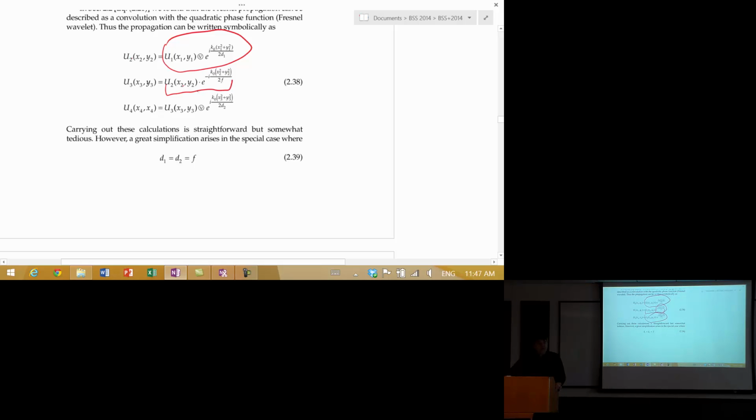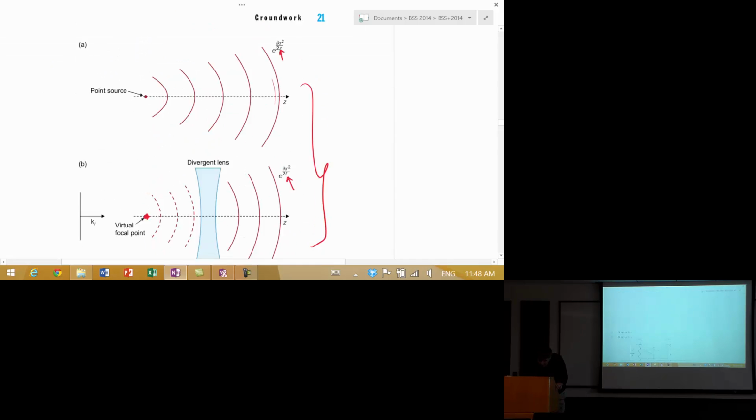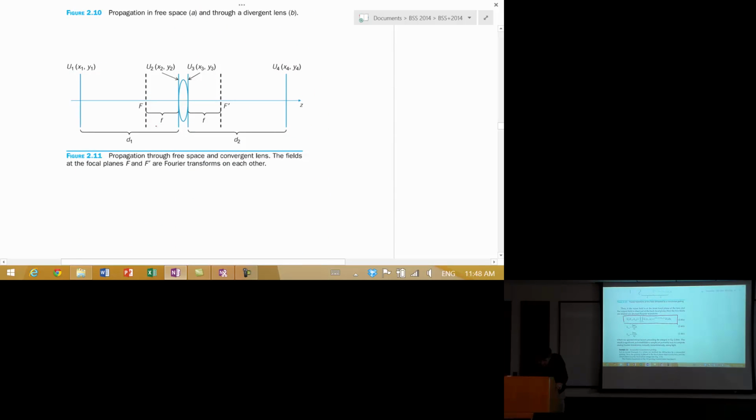But then something magical happens. If I put my object, where's the figure? Right here. If I put my object right in the focal plane, in other words, I make D1 equal to F, and then I make D2 equal to F, meaning I put my input plane right in the focal plane and my observation plane right at the back focal plane of the lens. A bunch of terms cancel out, and my final result is just beautiful, like this.